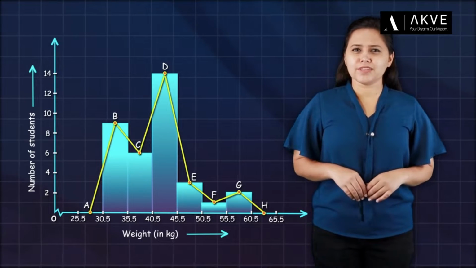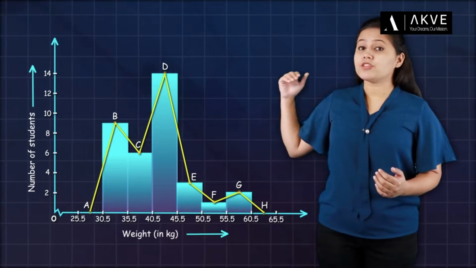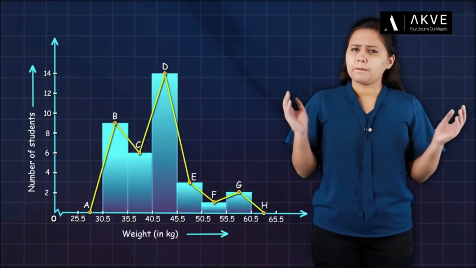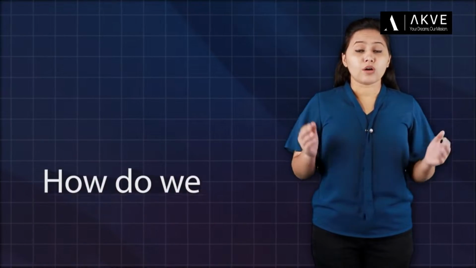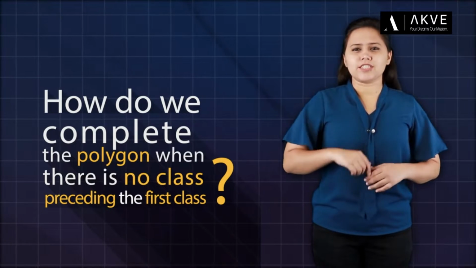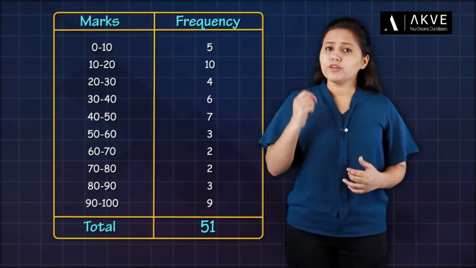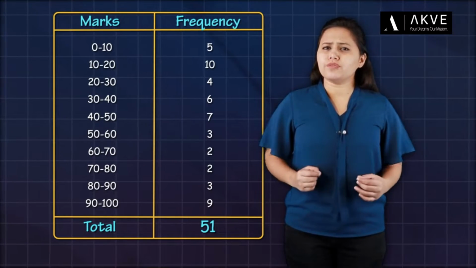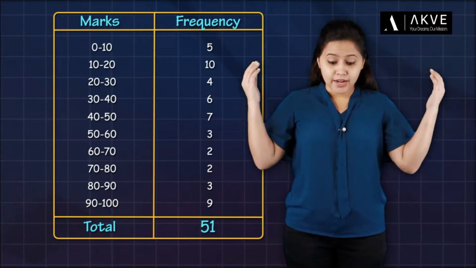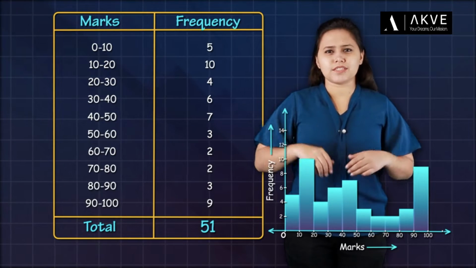It was easy, right? We just joined the midpoints of the rectangles and we got the frequency polygon. But the question arises, how do we complete the polygon when there is no class preceding the first class? Let us look at such a situation. Consider the frequency distribution table which represents the marks out of 100 obtained by 51 students in a class test and the histogram corresponding to this table.